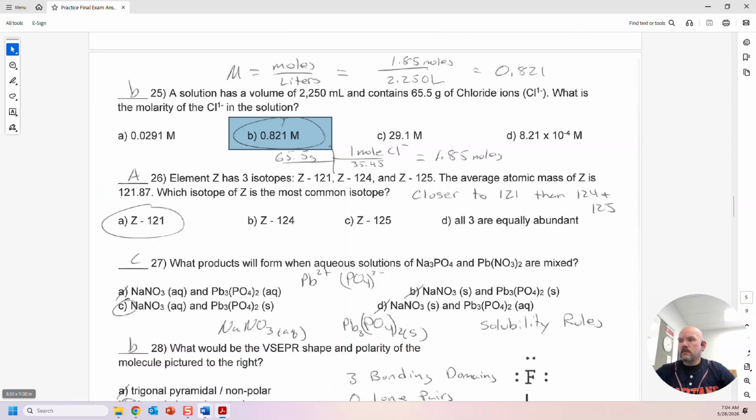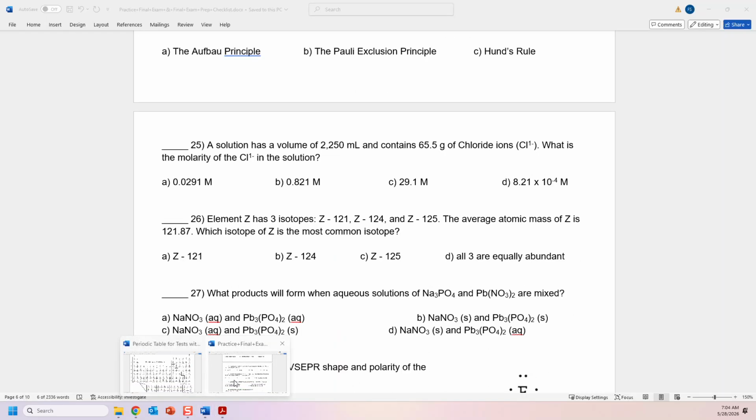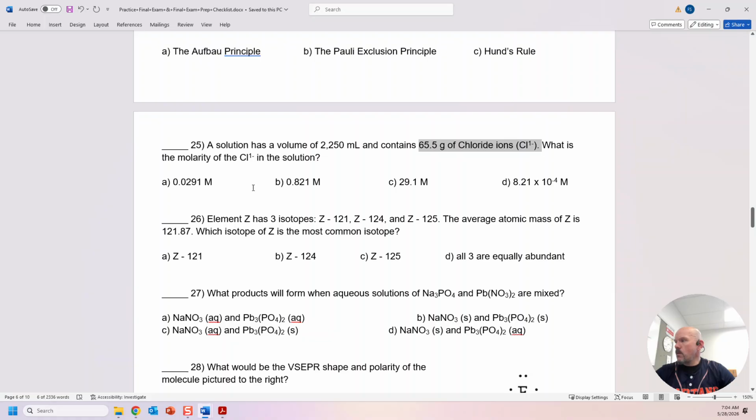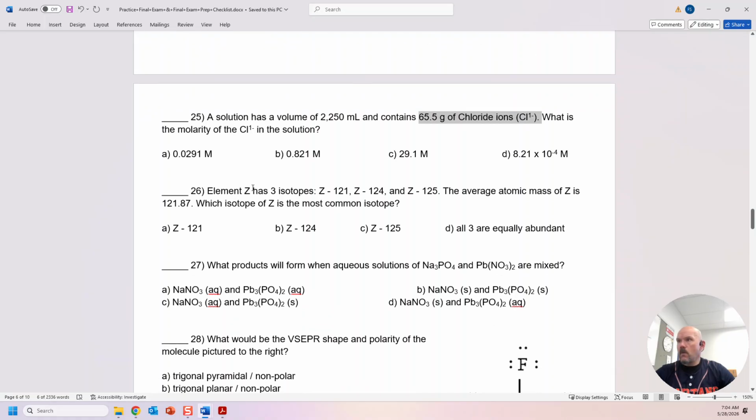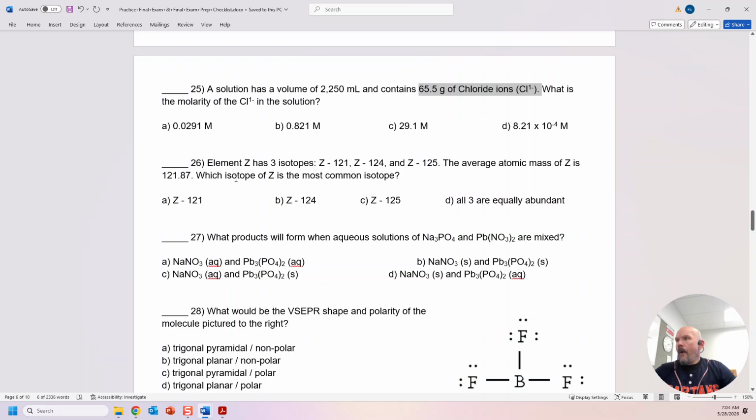All right, let's keep on going here. So we have an element and it gives us three isotopes and their mass numbers: 121, 124, and 125. And then they give us the average atomic mass. Notice the average atomic mass is closer to 121 than it is to 124 or 125.